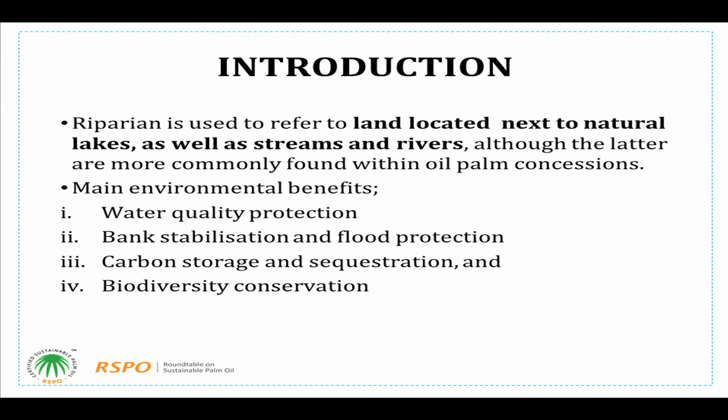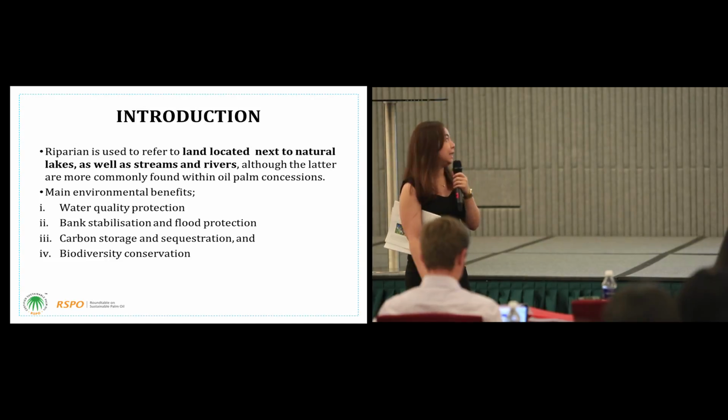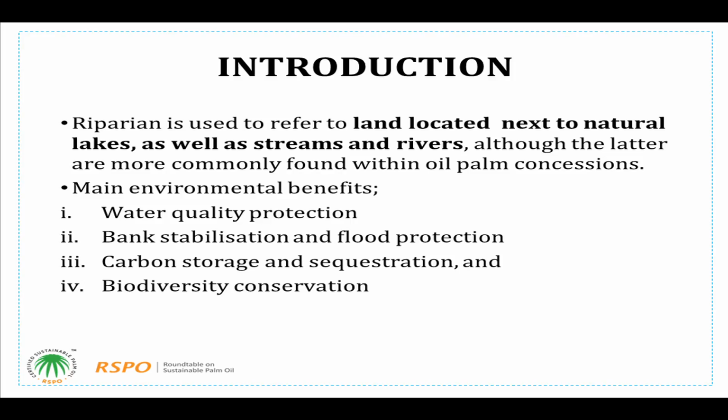The introduction of this document provides you the definition of what riparian is, which is land located next to natural lakes, as well as streams and rivers. And most of the time in oil palm plantations, it is streams and rivers that are found. This document also highlights in the introduction section the main environmental benefits of riparian areas, such as water quality protection, bank stabilization, flood protection, carbon storage and sequestration, and biodiversity conservation.